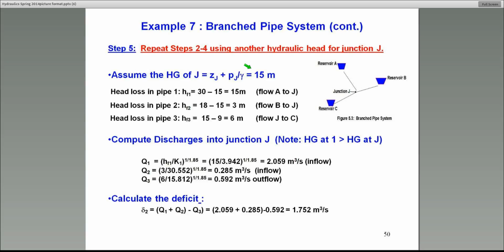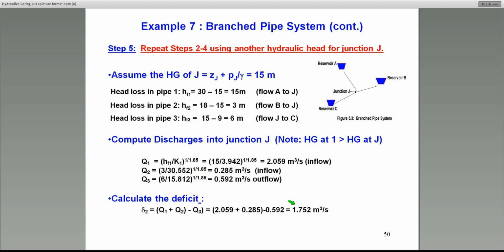Now, then you calculate the flows like we did before. Q1 is 2.059. That's an inflow. So is Q2. Remember, we assumed the hydraulic head at junction J, 15 meters, to be below reservoir B. So the flow has to come out of reservoir B. That's basically what we call inflow into junction J. So those first two are inflows. The last one is an outflow.